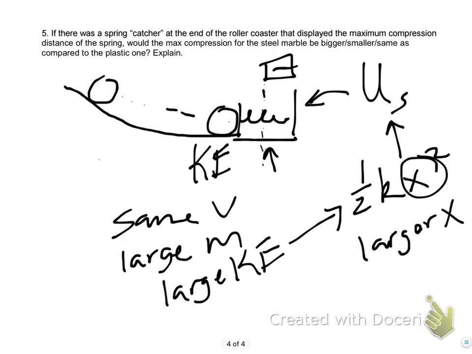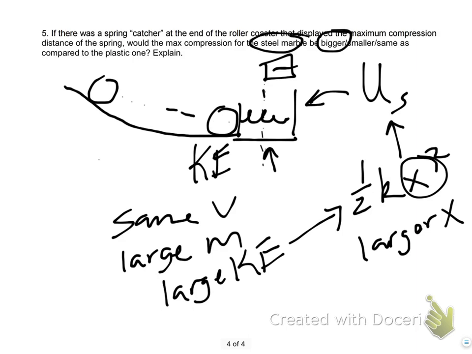So which one's going to compress more? Well, the steel one's going to compress more. So the way the question is phrased is, will the max compression distance of the spring with the steel marble be bigger, smaller, or the same as the plastic one? So it would have to be bigger. The steel marble is bigger.